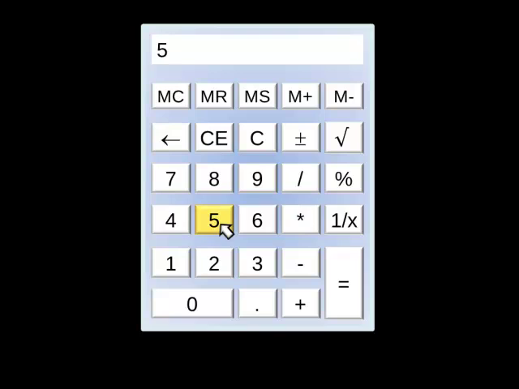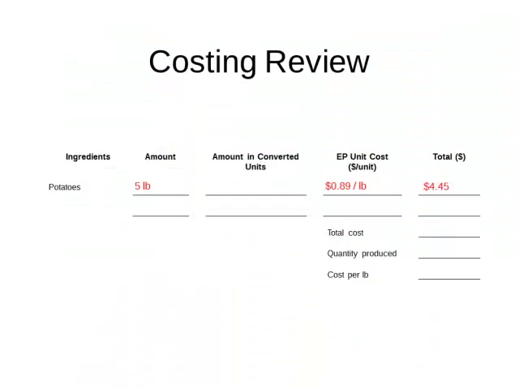So 5 times 0.89 equals 4.45, or $4.45. One important thing to note is that our recipe quantities and our unit costs must have the same units. Suppose that this recipe also calls for 12 ounces of onion and that our unit cost of onion is 69 cents per pound. Notice that the ingredient amount is in ounces while the EP unit cost is in pounds.